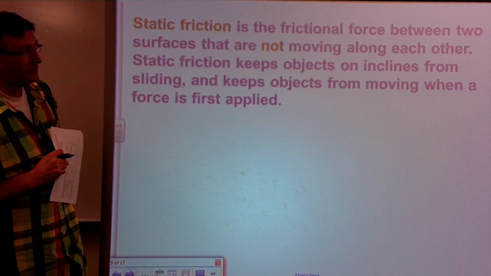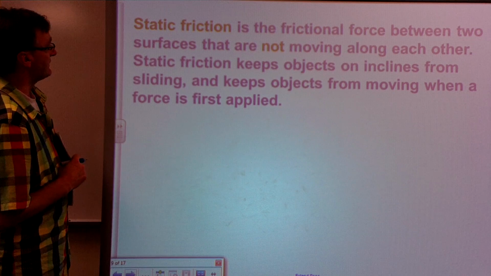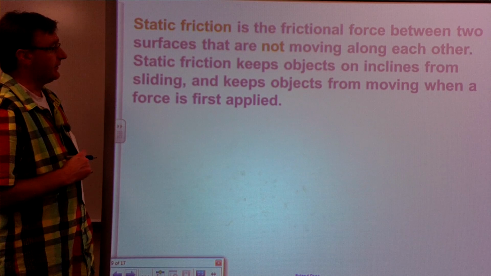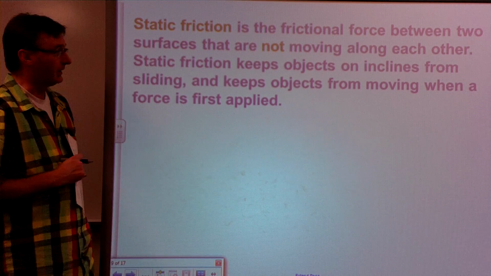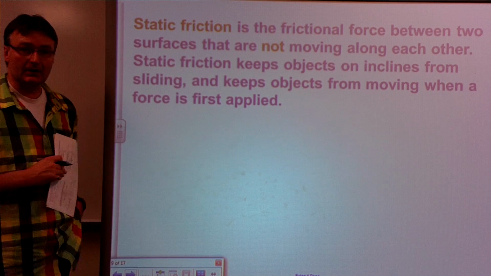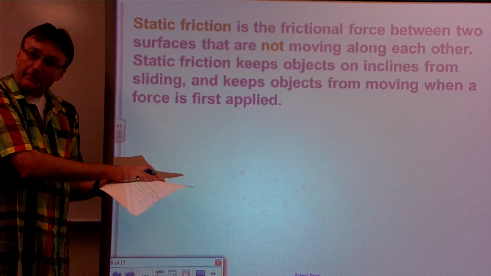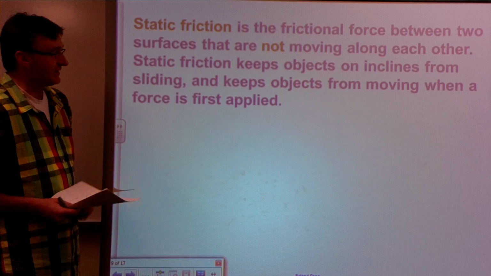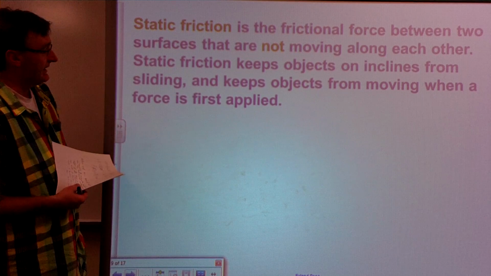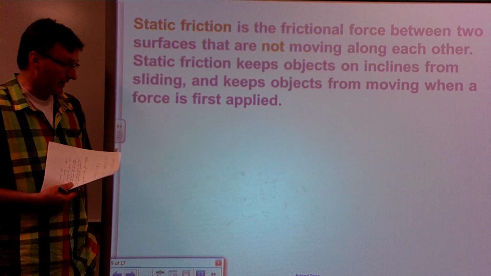Now, we're going to differentiate between the two different types of friction. Static friction is the friction force between two surfaces that are not moving along each other. In other words, the two surfaces are in contact with each other, and there's no movement between the surfaces. So static friction keeps objects on inclines from sliding, and it keeps objects from moving when a force is first applied.